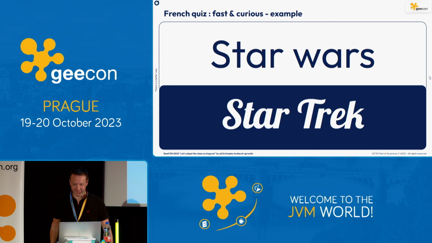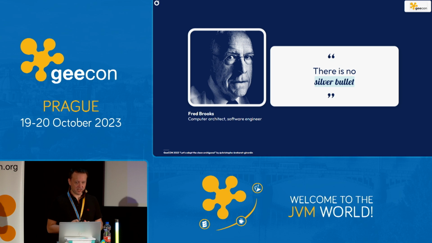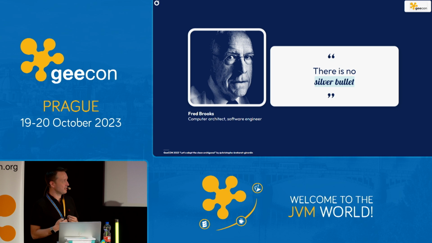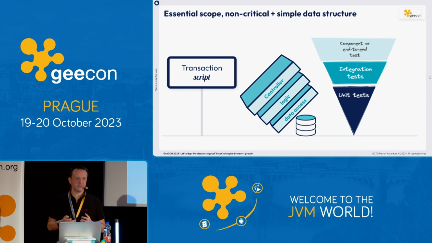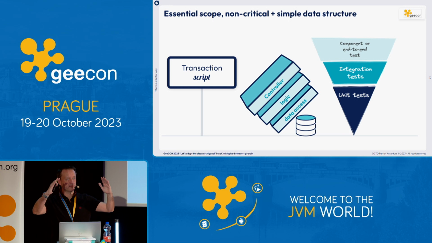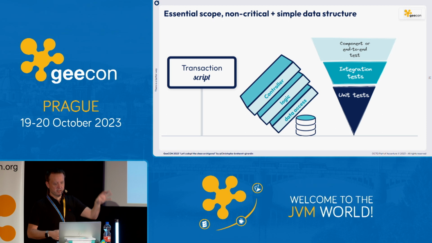So half. Okay. So if they ask me what I want, not on this one, but on hexagonal or clean, well, I would say sometimes there is no silver bullet. Sometimes none, because it's not adapted for everything. For example, sometimes no hexagon and no pyramid. If you don't have complex business, it's useless. You're going to protect nothing. You're going to put interfaces around nothing. And you're going to test nothing. And then you have a test of the controller, test of the logic, no logic, test of the database. So your productivity is going to be slow.